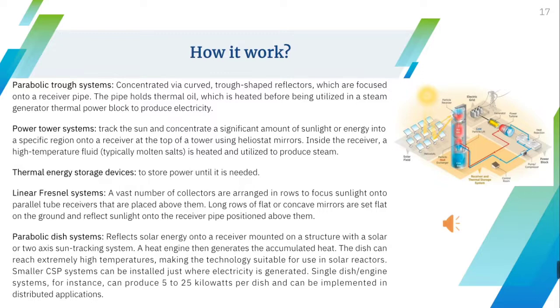It reflects solar energy onto a receiver mounted on a structure with a two-axis sun tracking system. A heat engine then generates power from the accumulated heat. Since the dish can reach extremely high temperature, it makes the technology suitable for use in solar reactors. Moreover, smaller CSP systems can be installed right where electricity is used. Single dish or engine systems, for instance, can produce 5 to 25 kilowatts per dish and can be implemented in distributed applications.